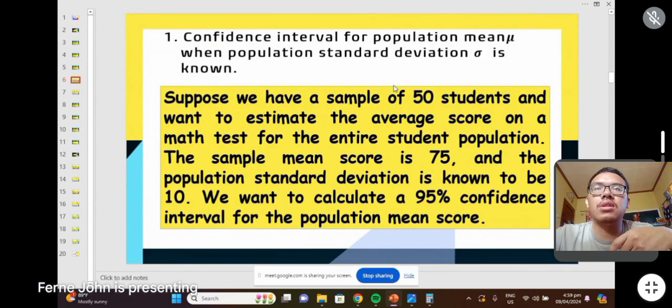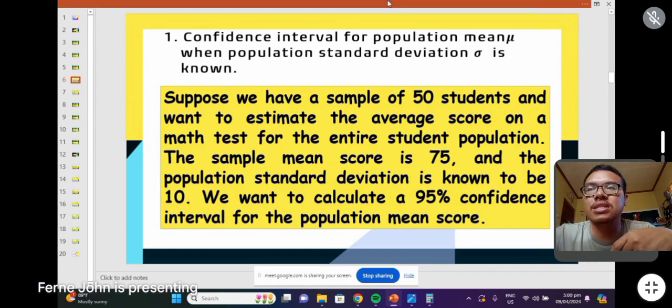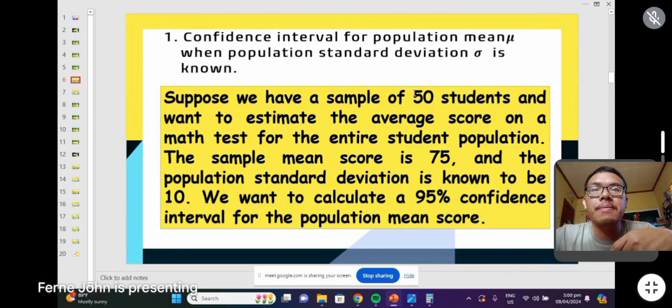Suppose we have a sample of 50 students and want to estimate the average score on a math test for the entire student population. The sample mean score is 75 and the population standard deviation is known to be 10. We want to calculate a 95% confidence interval for the population mean score. So our problem here is to calculate the 95% confidence interval for the population mean score.